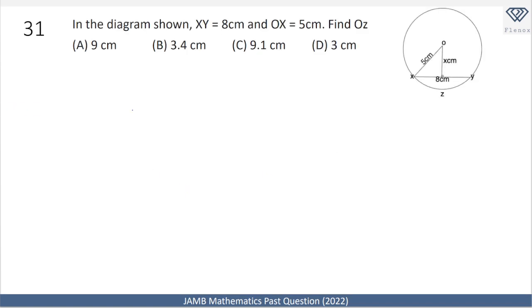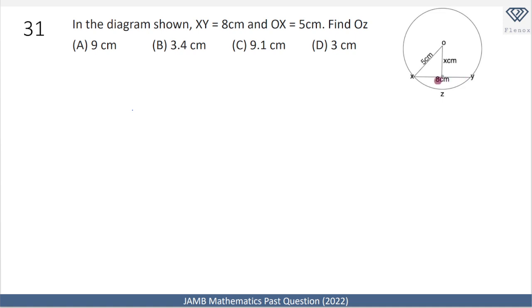For the first question, we're told that in the diagram shown, xy is 8, ox is 5 centimeters, find oz. This might be a bit confusing because of the way the diagram is shown, but oz in this particular case just refers to x, so put that at the back of your mind. The first thing we want to do is to note that this line, oz, is at a right angle, so it's a straight line, and it's going to divide this chord xy equally.